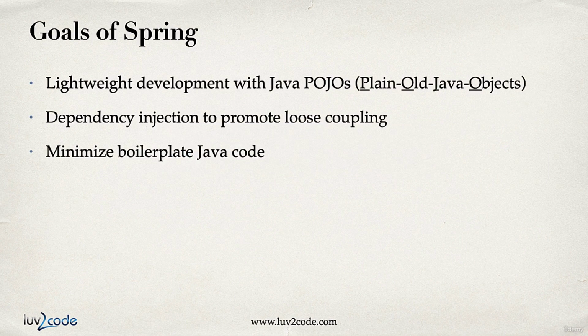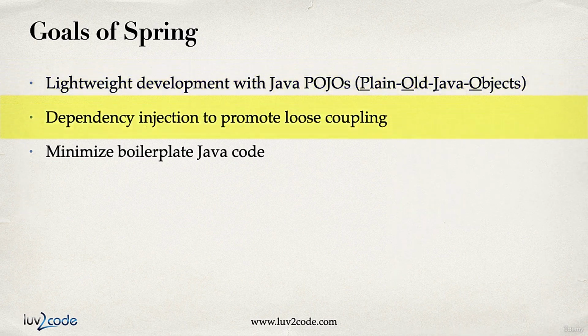So here, let's drill down a bit and talk about the goals of Spring. What are the goals? Well, first off, lightweight development with Java POJOs. And POJOs mean plain old Java objects. They make it much simpler to build as compared to the heavyweight EJBs from the early versions of J2EE.